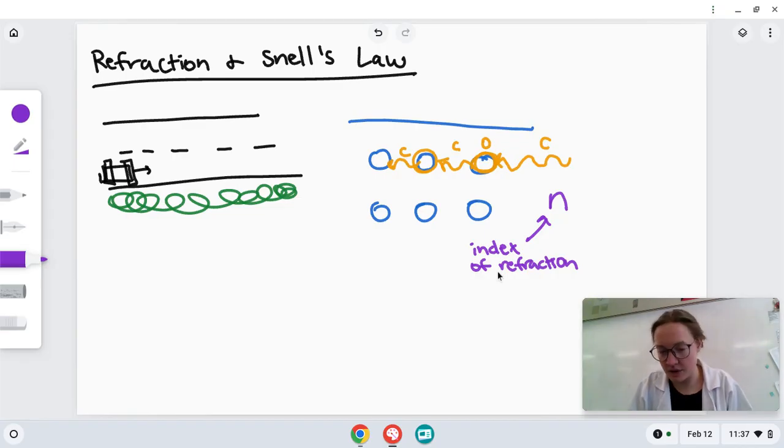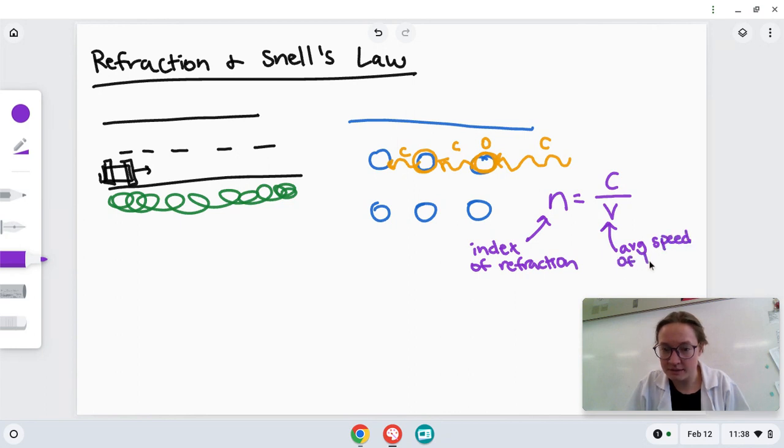The index of refraction. The index of refraction is a ratio of speeds. The index of refraction is equal to c divided by v, where c is the speed of light in a vacuum. You already know that. It's 299792458 meters per second. And v is the speed of light in the medium. And when we say the speed of light in the medium, we really mean the average speed.